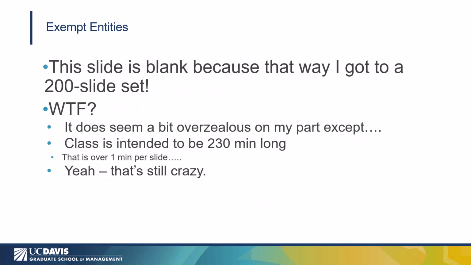Oh, this slide is blank. It's not really blank, is it? I put some words on it. I was at 199 and I wanted to get to 200 slides, so this is how I did it. What is wrong with me? It was a little bit overzealous on my part. Class is intended to be 230 minutes long, so that would be over a minute per slide, but that is still crazy. This was a long set of slides and a lot of material. As I warned you on day one, this is a content-rich course, and this absolutely proved it.